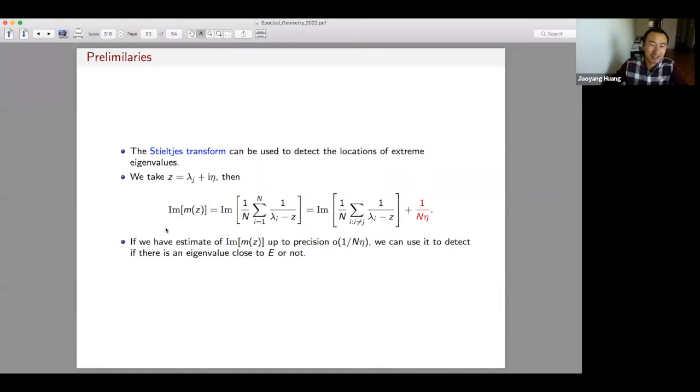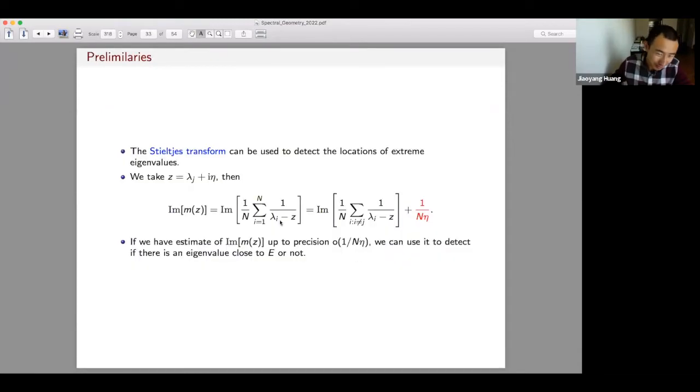In other words, if we can show the imaginary part of m(z) is smaller than 1 over n eta, then we can conclude that there's no eigenvalue at the energy level E. So if we can have a very precise estimate for the imaginary part of m(z), with precision smaller than 1 over n eta, then we can use it to detect whether there is an eigenvalue at E or not. That's the strategy we use to conclude there is no outlier. We will first get very precise estimates for m(z) to show it's close to m_d, the Stieltjes transform of the Kesten-McKay distribution, with error smaller than 1 over n eta, and use it to conclude there's no outlier.